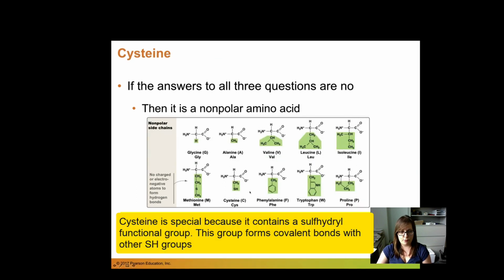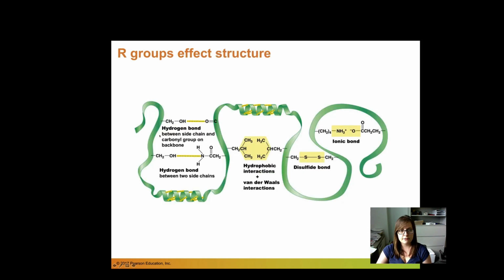Cysteine, I want to point out, is also special within the non-polar side chains, and it has some special abilities. So this whole sulfhydryl group is able to form covalent bonds with other sulfhydryl groups in different R chains. So the cysteines create covalent bonds within a protein once it folds. So the R groups affect the structure.